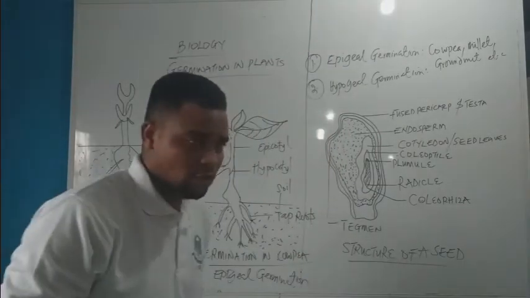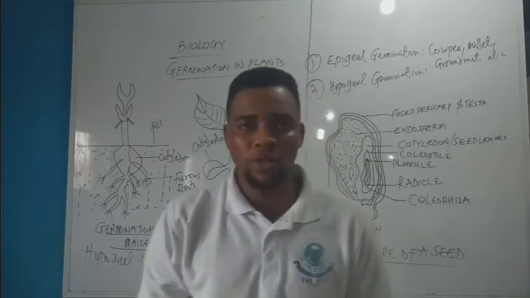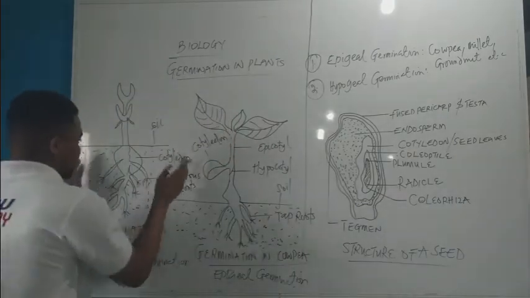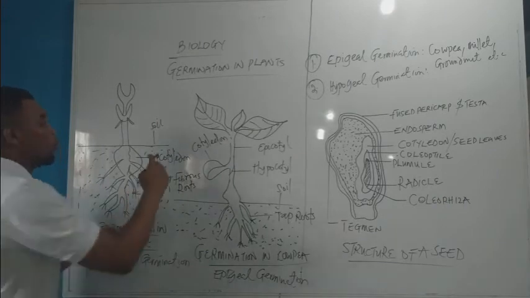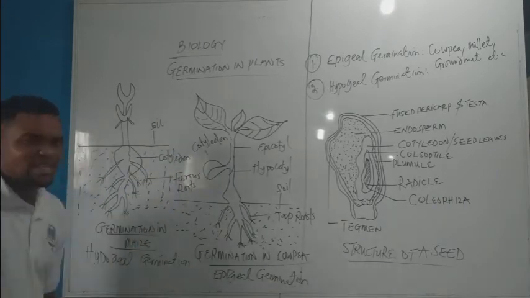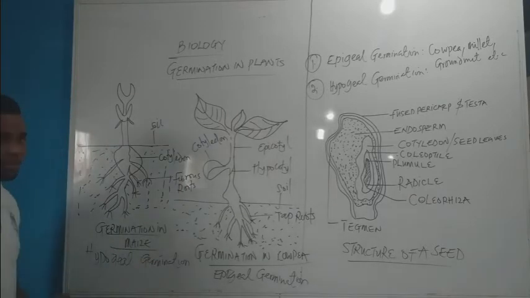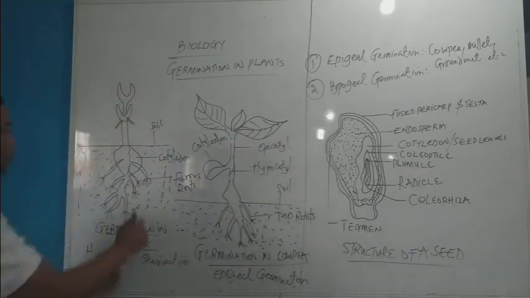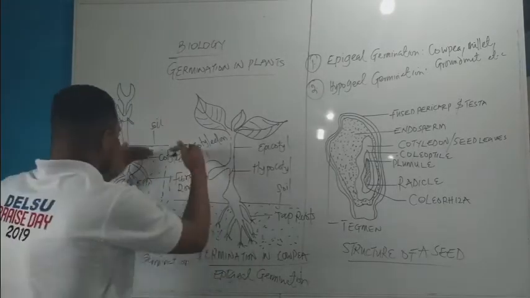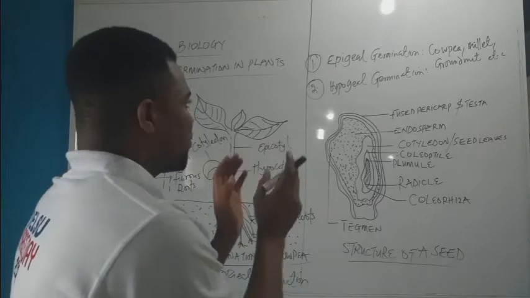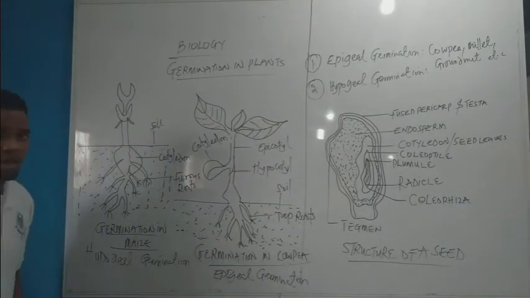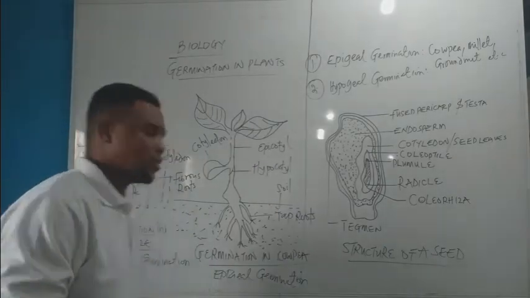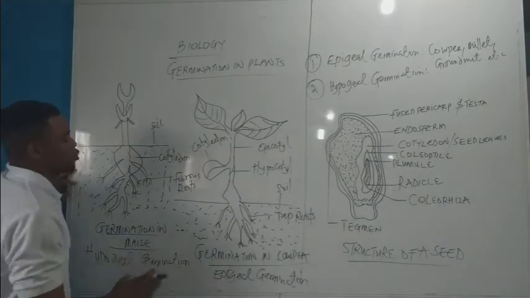Now let's go to hypogeal germination. What do we understand by hypogeal germination? Hypogeal germination is a type of germination whereby the cotyledon does not grow above the soil. This is the soil. The cotyledon is beneath the soil. It may have the epicotyl and the hypocotyl either in the soil or above the soil, but the cotyledon is the main focus. It is beneath the soil. Hypogeal germination occurs in the plantation of maize, Zea mays, which is the technical name.